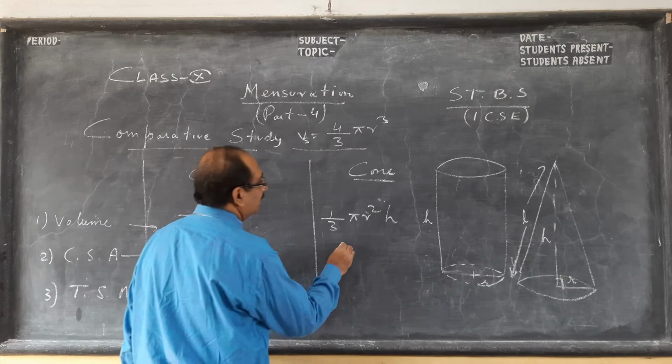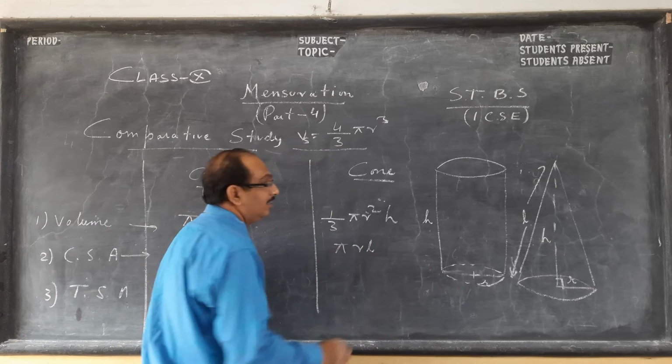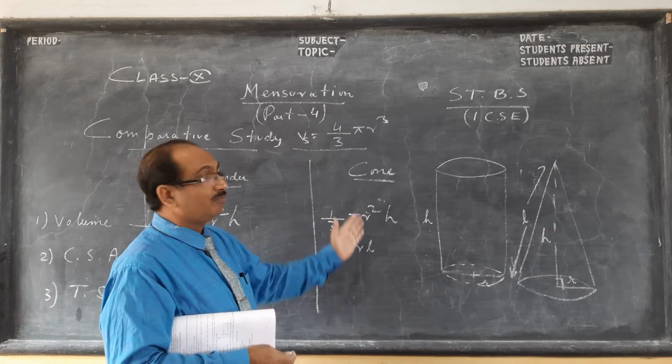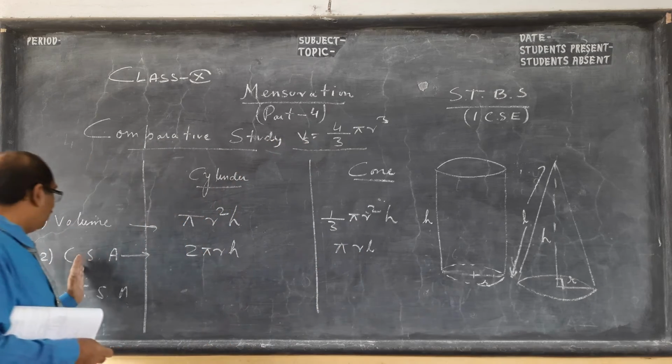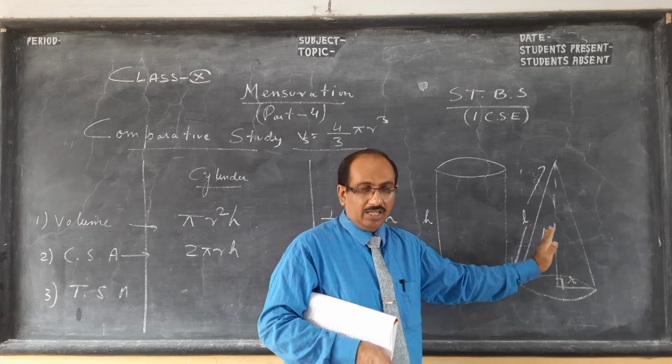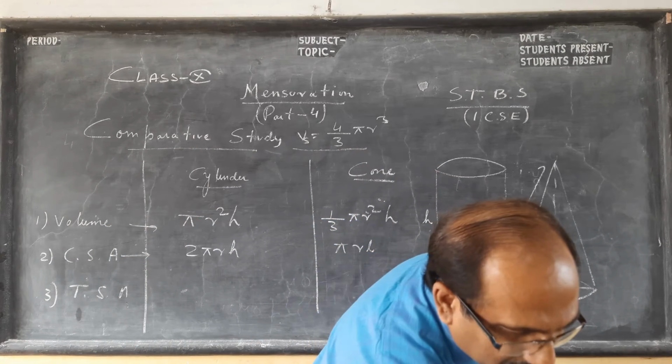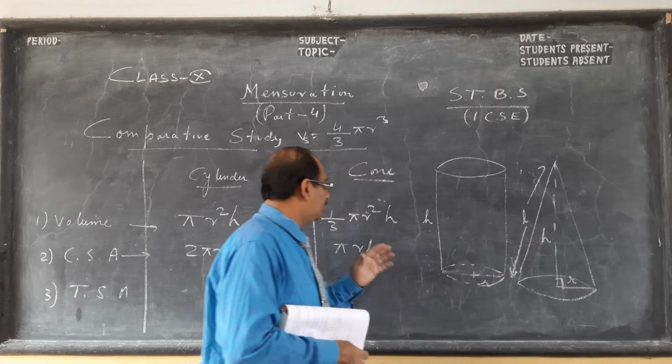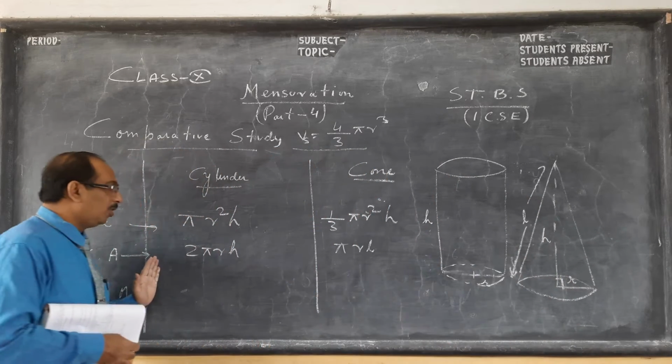And here if you see, it's pi r l. This I have explained in part 3 of my video, why the curved surface area of a cone is pi r l. Okay. So this is about curved surface area.